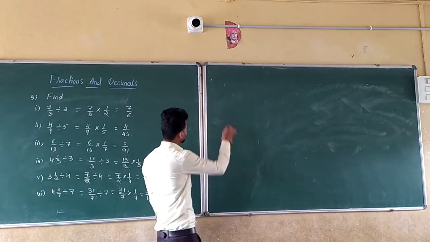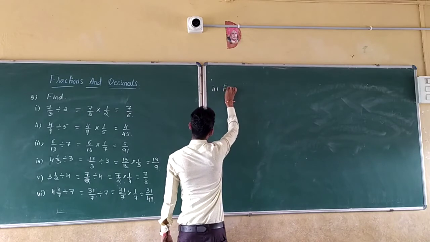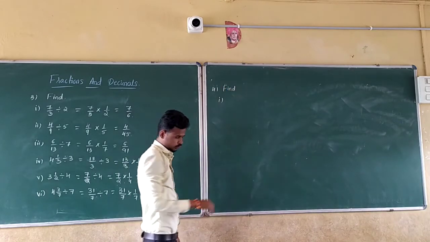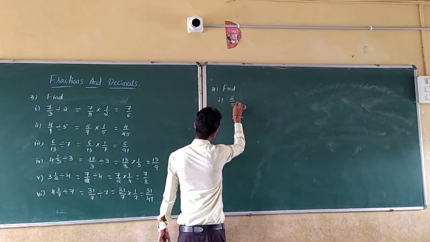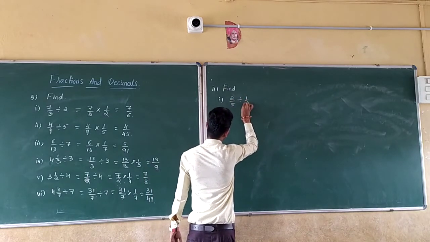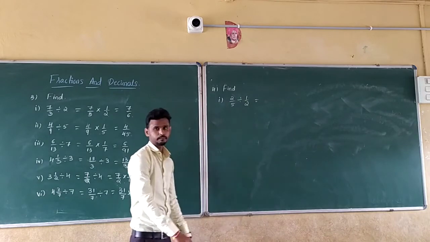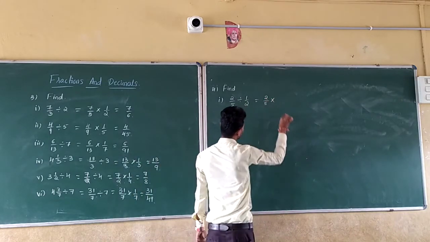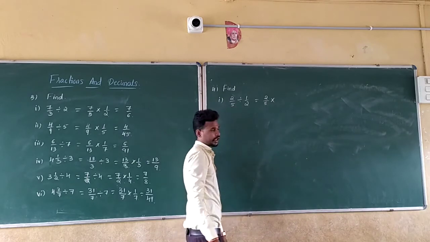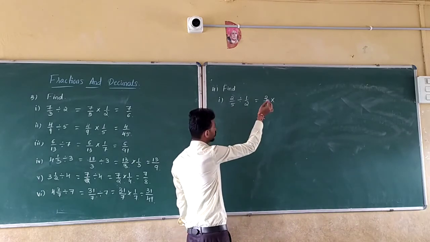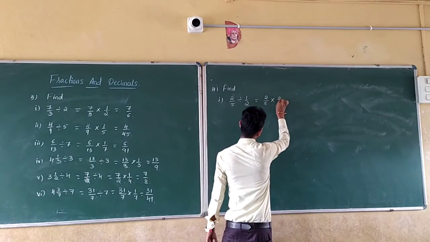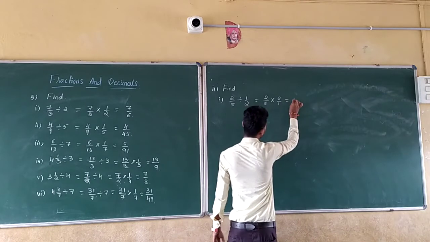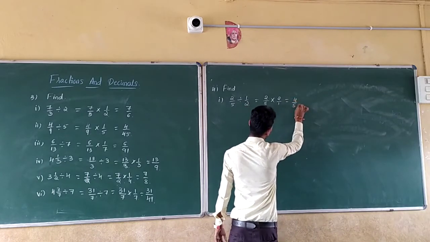Fourth question, find. In that, the first one, 2 by 5 divided by 1 by 2. So this is also the same. First keep the first number the same as it is, 2 by 5. Change the sign, division into multiplication. So 1 by 2 will become 2 by 1 or 2. So 2 2s are 4, divided by 5 1s are 5.